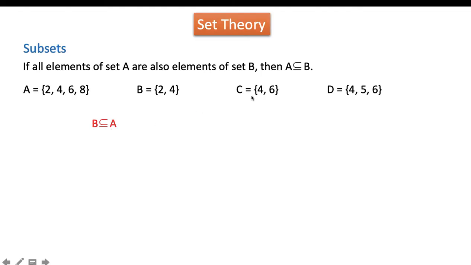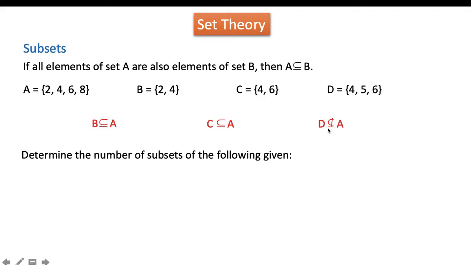Similarly, set C contains the elements 4 and 6, which can also be found in set A, so we can say that set C is a subset of set A. While set D, although it contains 4 and 6 that can be found in set A, also contains an element which cannot be found in set A. Therefore, set D is not a subset of set A. This is the symbol of subset with a slash that denotes not a subset.